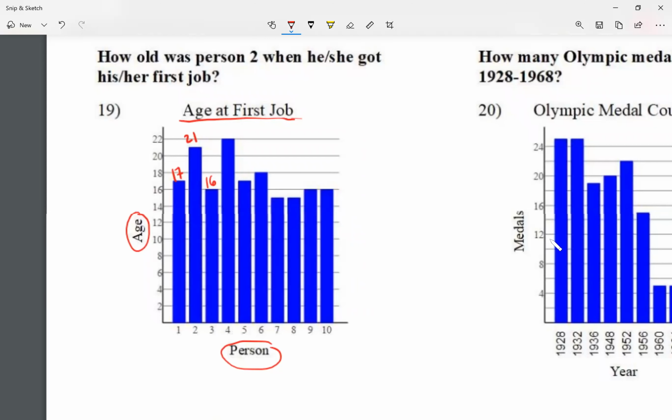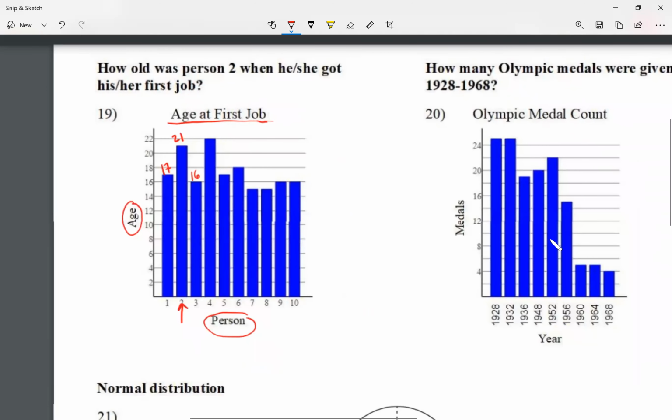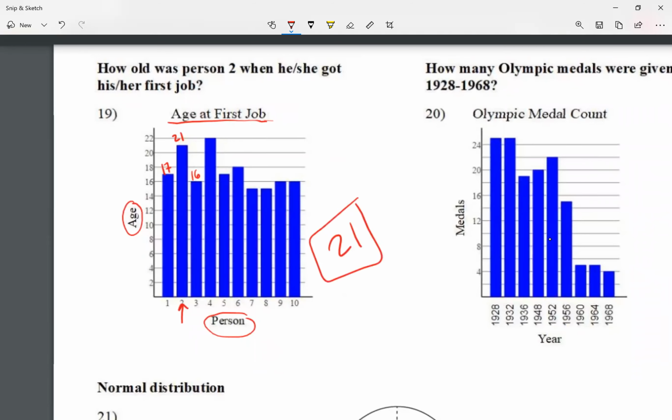What does that mean? Now here, I'm just going to look at the instruction. How old was person 2? So I'm just looking at person 2. How old was person 2 when he or she got his or her first job? That bar goes up to 21. So my answer here for question number 19 will be 21.